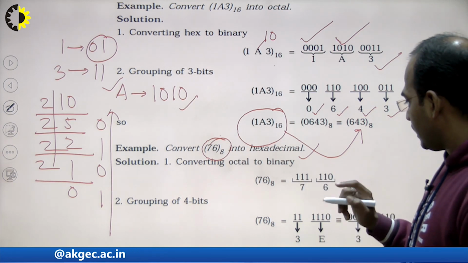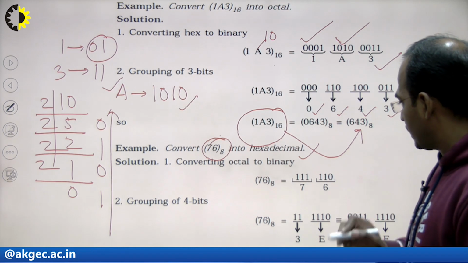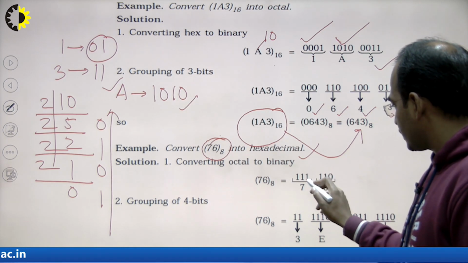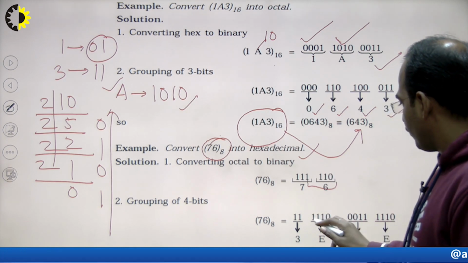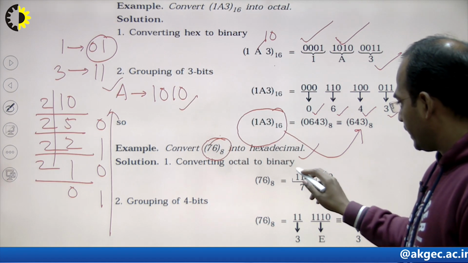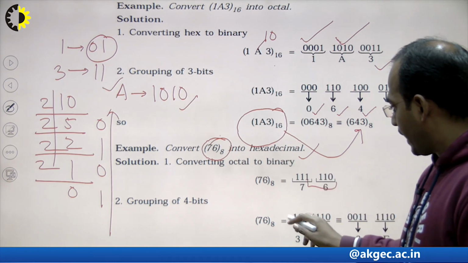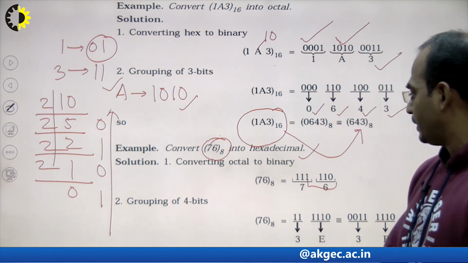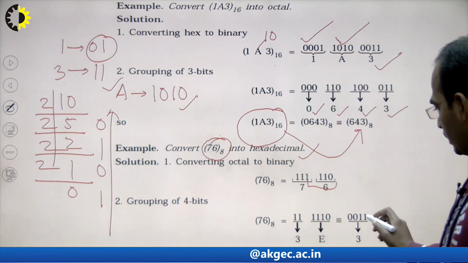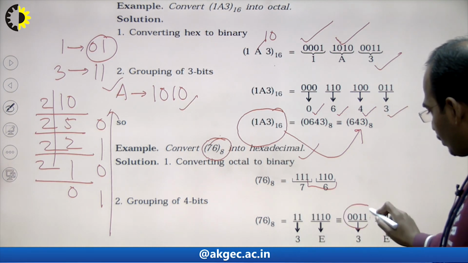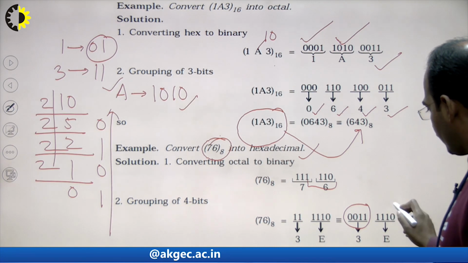Now, for making groups of 4 digits, I have to take 4 digits. So, it will be 1110 and only 2 digits will be left. So, I have to add 00 on the left side of the number. So, 0011 will be equivalent to 3 and 1110 will be equivalent to E.